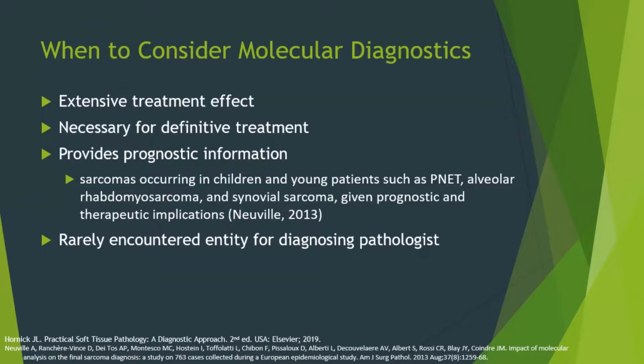So, for example, these researchers in France recommended molecular testing to be done in pediatric sarcomas such as Ewing sarcoma or primitive neuroectodermal tumor, alveolar rhabdomyosarcoma, and synovial sarcoma because of the prognostic and therapeutic implications in this age group. Molecular diagnostics may also be considered if the prospective diagnosis or the main differential diagnosis is rarely encountered by the diagnosing pathologists, and so a molecular confirmation would be useful.